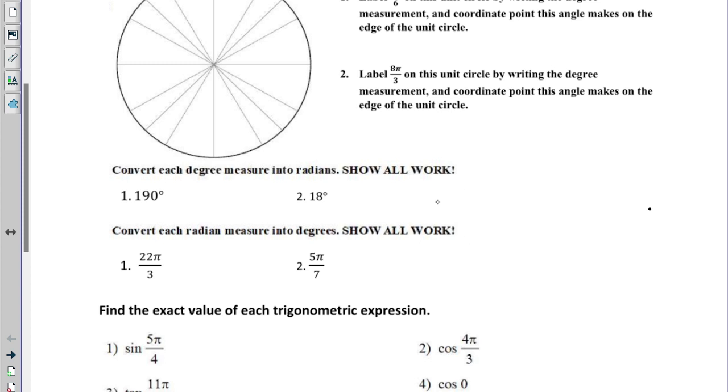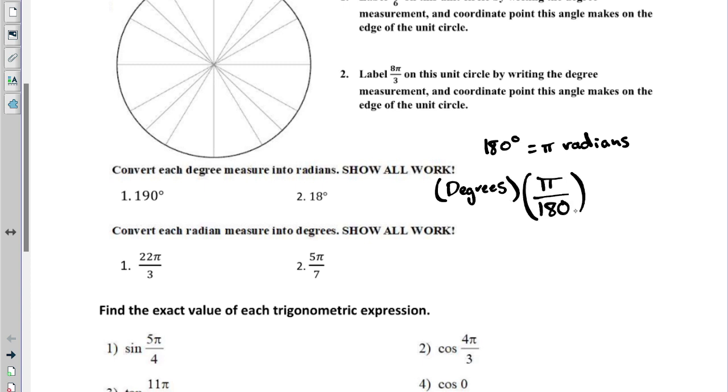I'm just going to give you the little formula here. We know that 180 degrees equals pi radians. That's because if we go halfway around the circle, we've traveled pi radians, which is 180 degrees. So if I'm converting from degrees to radians, all I've got to do is take your degree amount, whatever you're plugging in, and multiply it by pi divided by 180, and you get what you want.